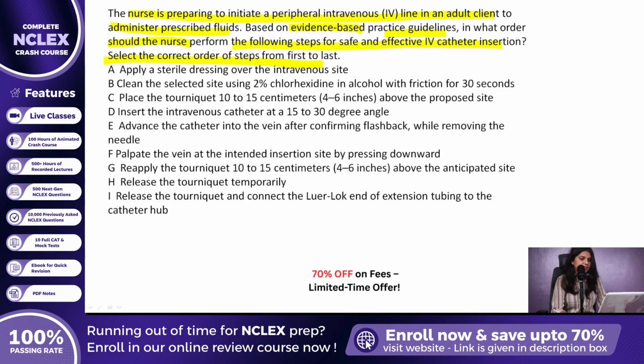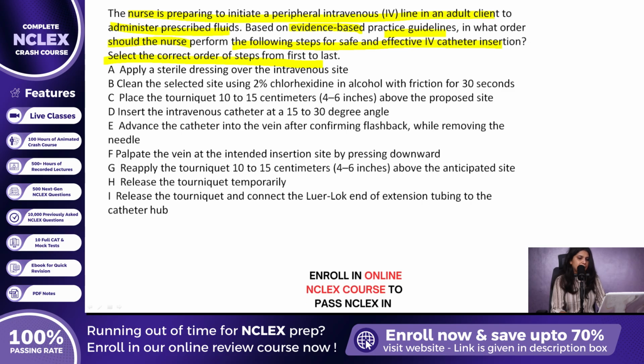Option A, apply a sterile dressing over the intravenous site. Option B, clean the selected site using 2% chlorhexidine and alcohol with friction for 30 seconds. Option C, place the tourniquet 10 to 15 centimeters above the proposed site. Option D, insert the intravenous catheter at a 15 to 30 degree angle. Option E, advance the catheter into the vein after confirming flashback while removing the needle.